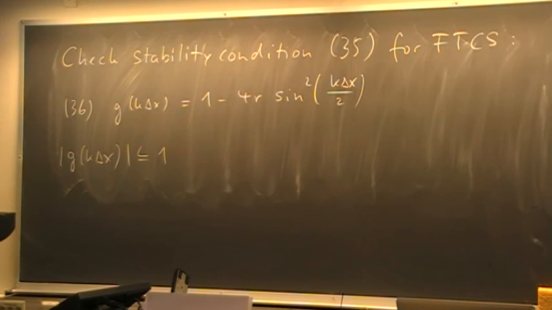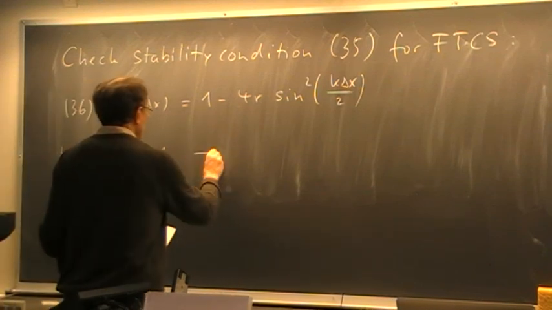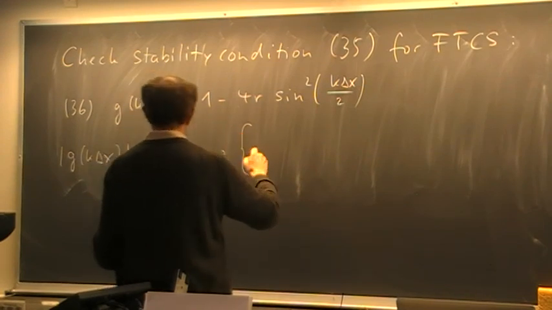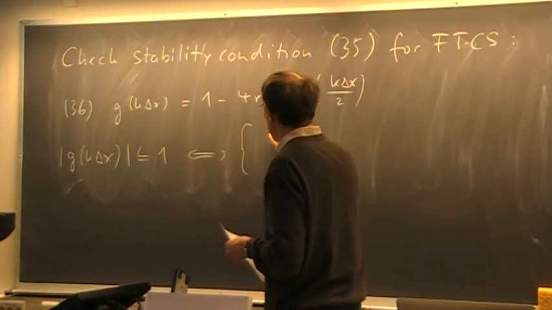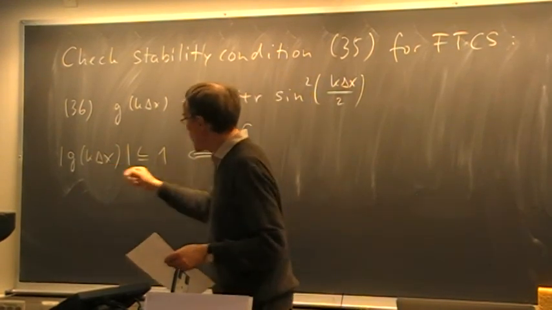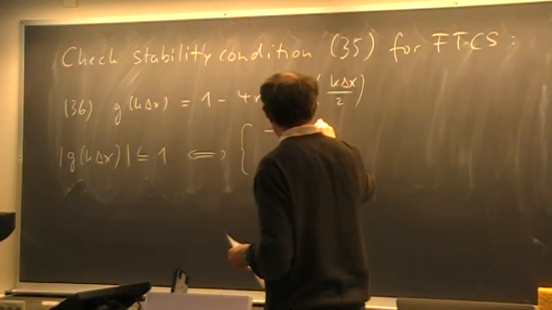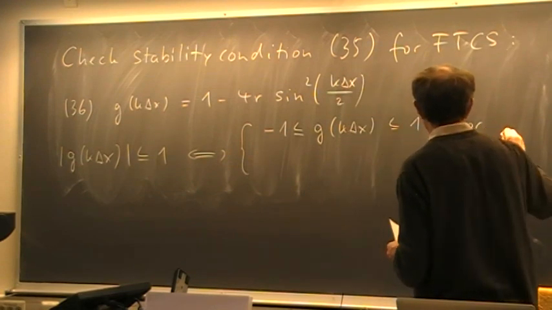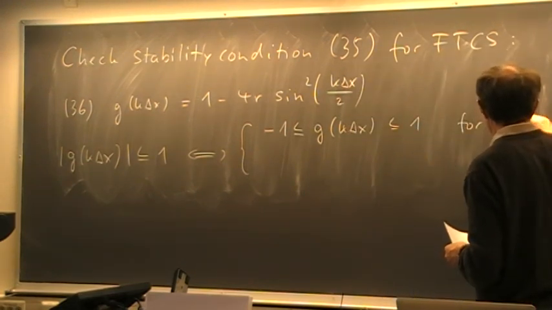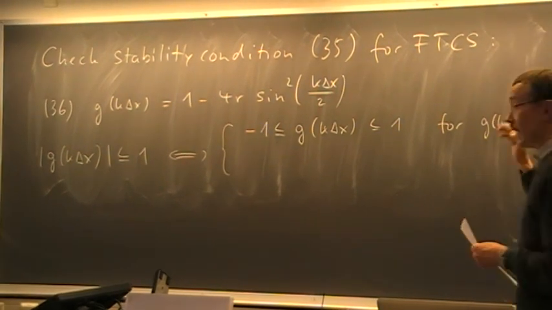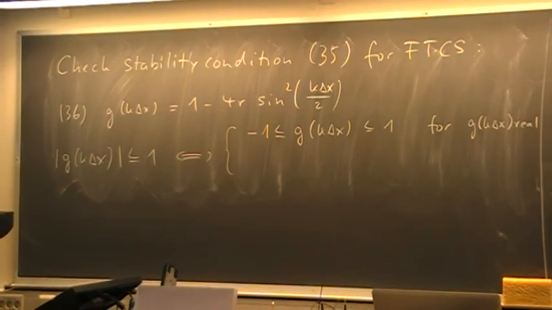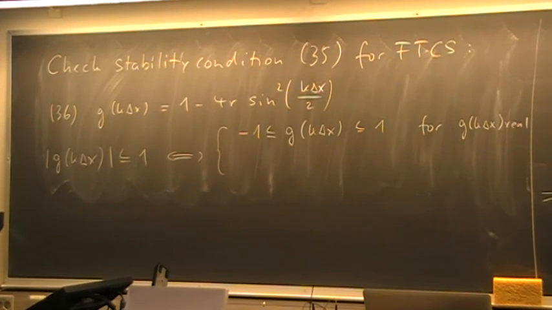And there are two cases that we consider. Case 1 is if g is real, and that is in our case. If it's real, then we just have to check that this number, the amplification factor, is between -1 and 1. That is for g of k delta x real, and that is the case that we have, so we can do that. But I also just give you the condition when it is complex.